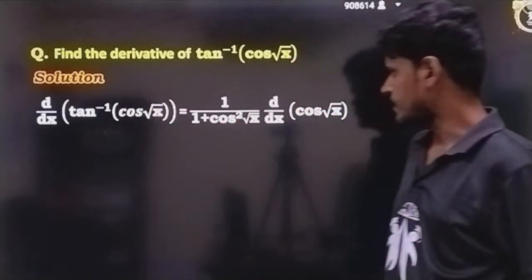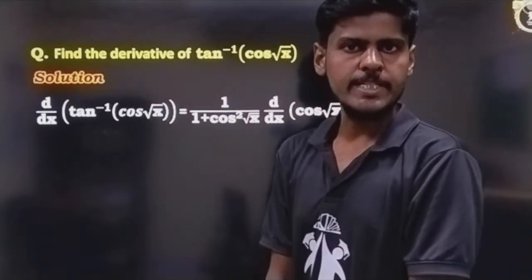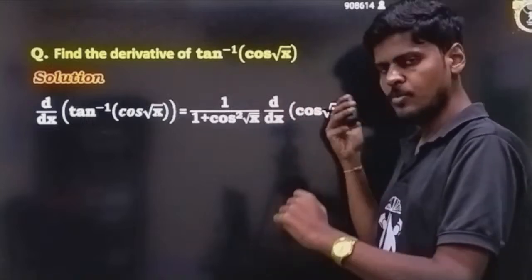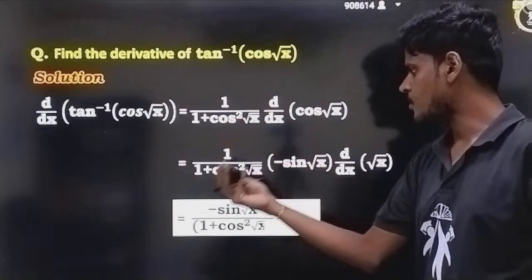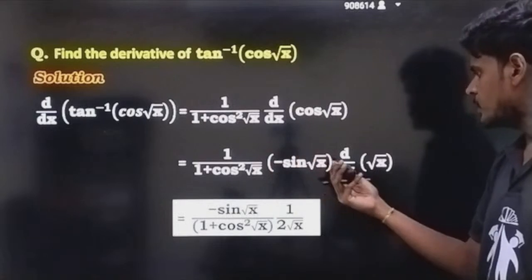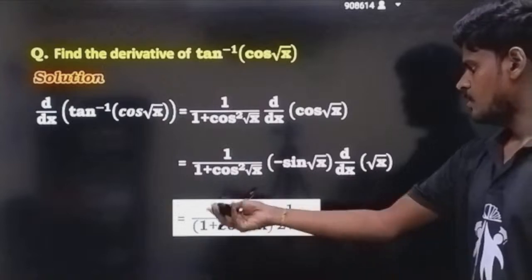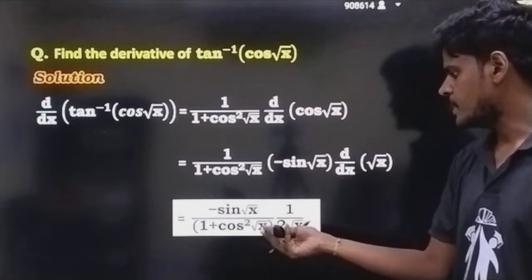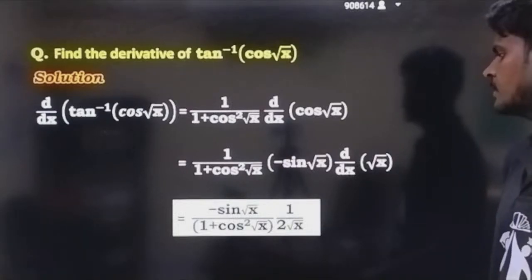And the derivative of cos of root x: the derivative of cos x is minus sin x. So this will be minus sin root x into the derivative of root x. So what is the answer? 1 by 1 plus cos square root x into the derivative of cos, which is minus sin, so minus sin root x into the derivative of root x. That is equal to minus sin root x divided by 1 plus cos square root x, into 1 by 2 root x. This is the final answer.